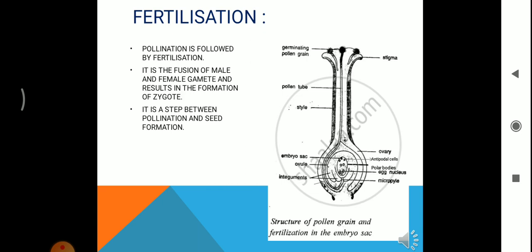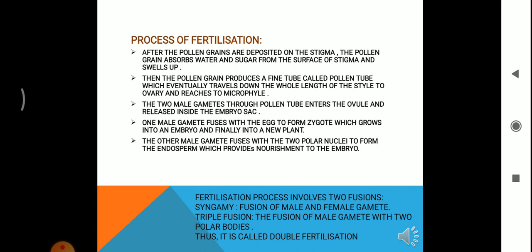Students, the embryo sac contains an egg or female gamete towards the microphyllae and the two polar nuclei in the center. The embryo sac, in addition to an egg and a secondary nucleus, also contains two synergids and three antipodal cells. Now let's move towards the process of fertilization. Now let me tell you how the process of fertilization takes place in flowering plants step by step.